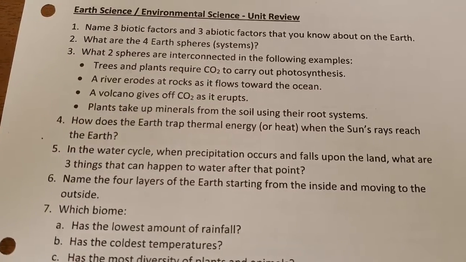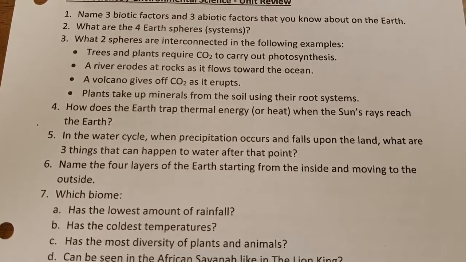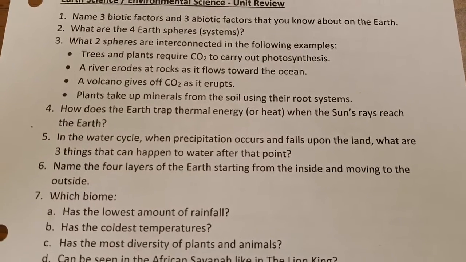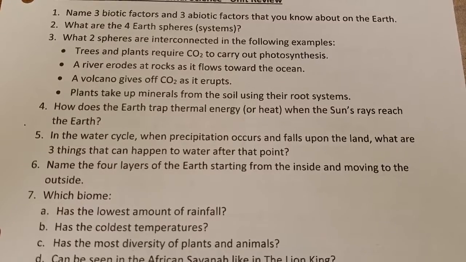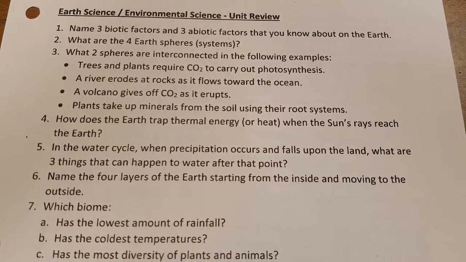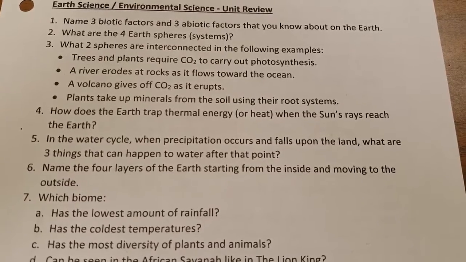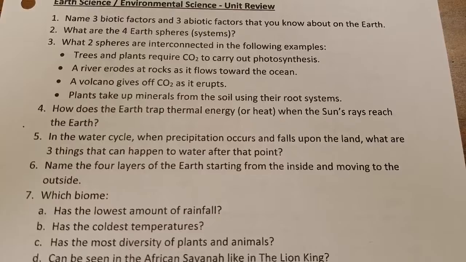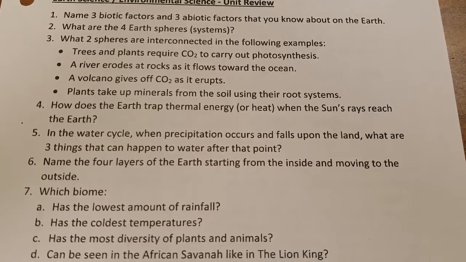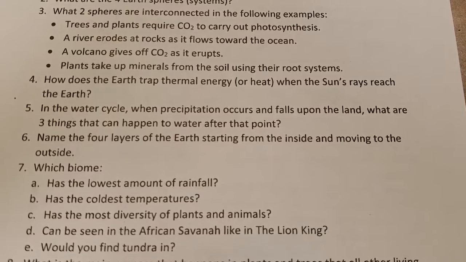Number 4, how does Earth trap thermal energy or heat when the sun's rays reach the Earth? So that's the greenhouse effect. That's where basically light comes in as light energy, and when it hits the Earth or bounces within the atmosphere, it gets reflected as heat or thermal waves, and some of those waves escape, but some of them do not. They remain in the Earth's atmosphere, warming the temperatures of the Earth's surface, warming the air that's close to the Earth's surface, we'll say. That's the greenhouse effect. Just like being in a greenhouse, it's really warm inside of a greenhouse.